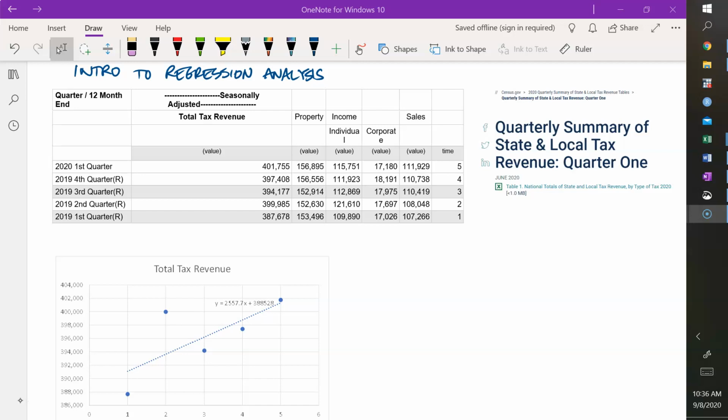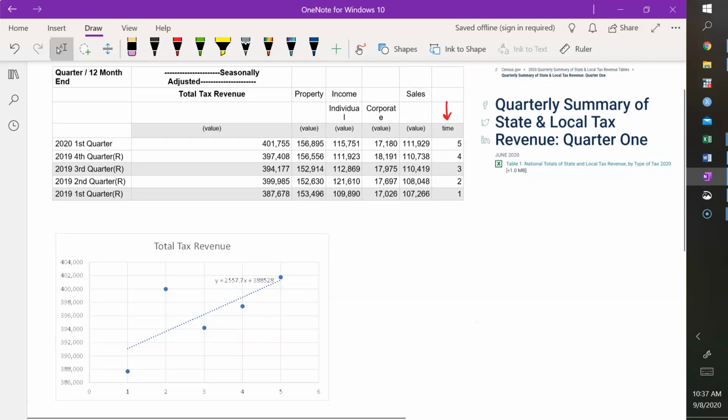So what I did is I downloaded some very small portion of a data set from the census on state and local tax revenue. And the data is shown in the upper left here that I copied from Excel, but I did add this variable here that I'm just calling time. And since I only went back to the first quarter of 2019, I basically have 5 quarters, and I gave them the increment of 1, 2, 3, 4, 5.